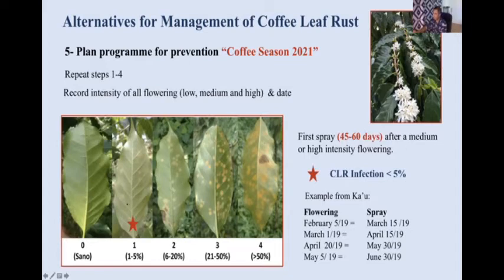This is why I put here that at the early beginning of the disease, when it has to be lower than 5%, we need to start the prevention program. This is just a sample of when I had a record of the flowering in Ku and what could be the day for the spray.